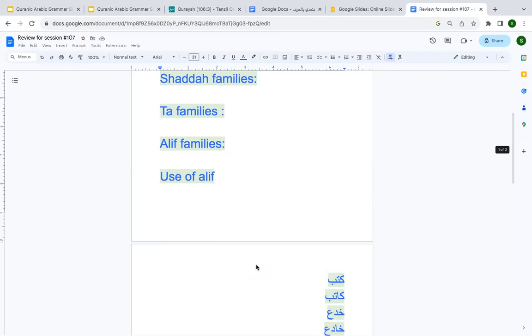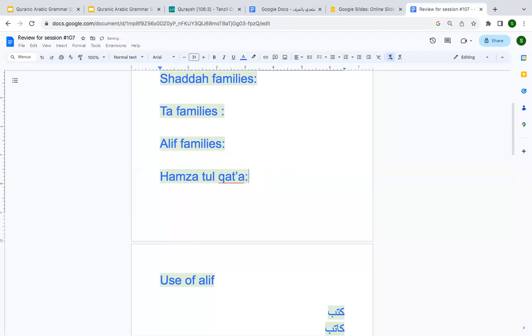It is your Hamzatul Qata family, okay? So, family number four is unique, right? Among all the different families, if I ask you, what is your Hamzatul Qata family? Because now you are going to learn a lot of Hamzas. So, Hamzatul Qata family is your family number four.